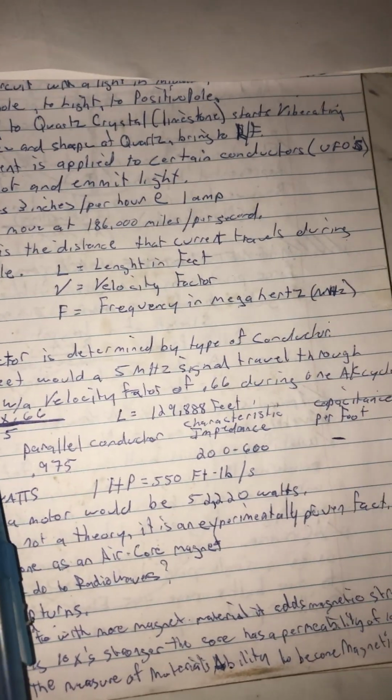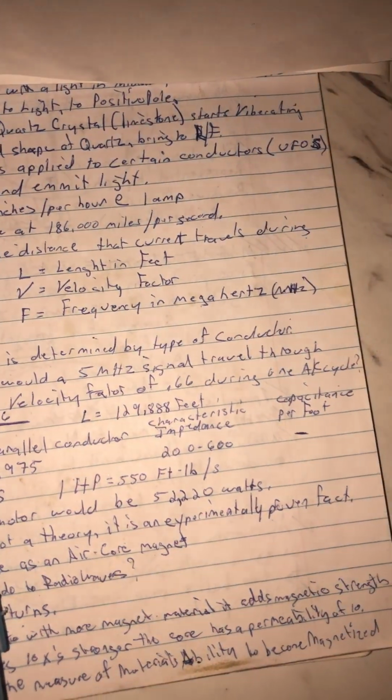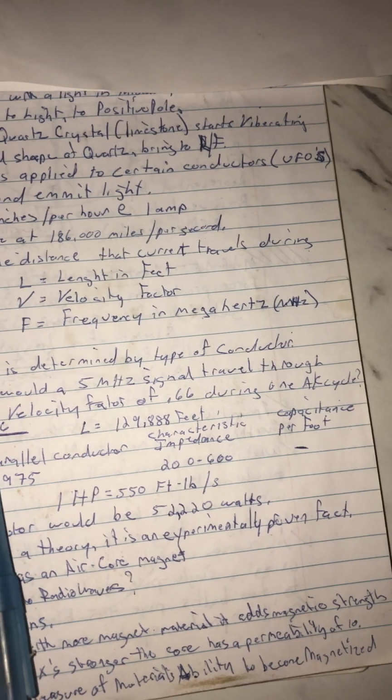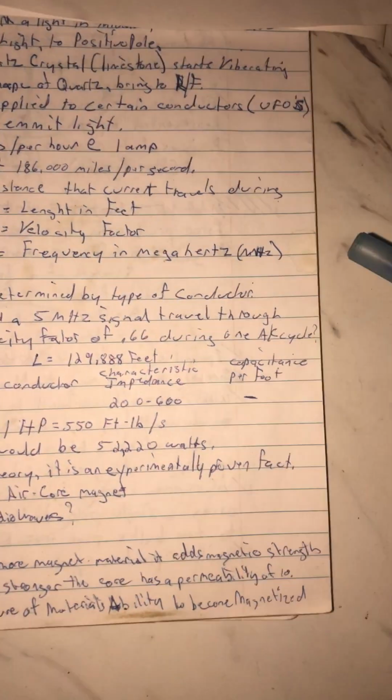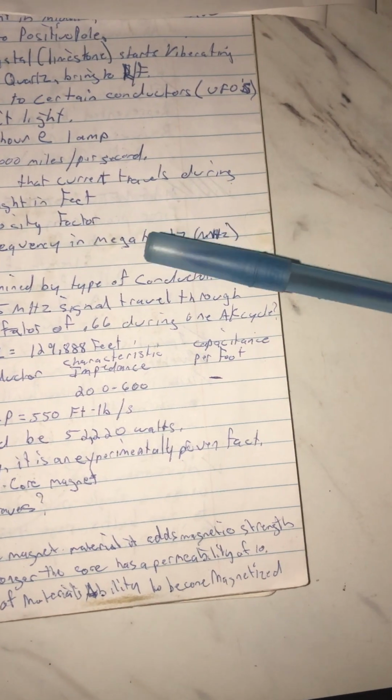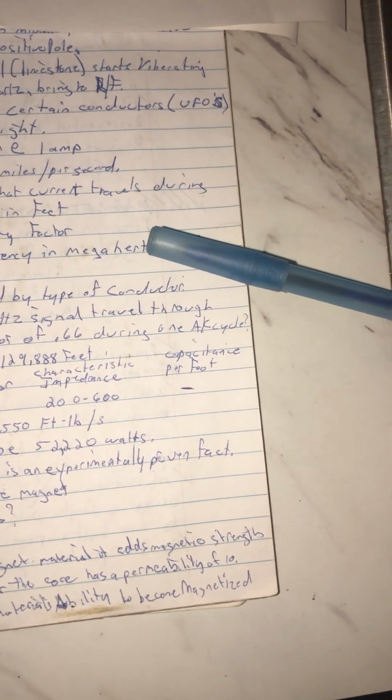L equals 984 times 0.66 divided by 5. So this is what you're coming out with, is that your L equals 129.88 feet.